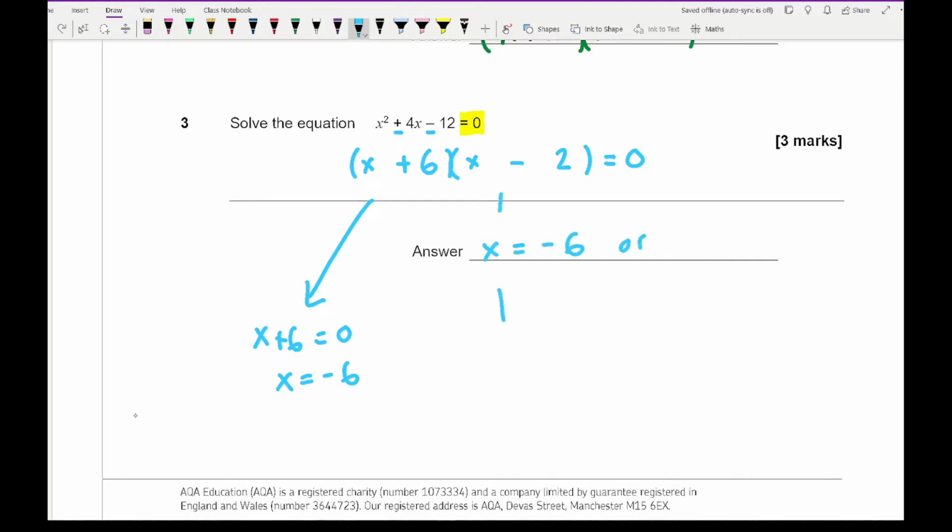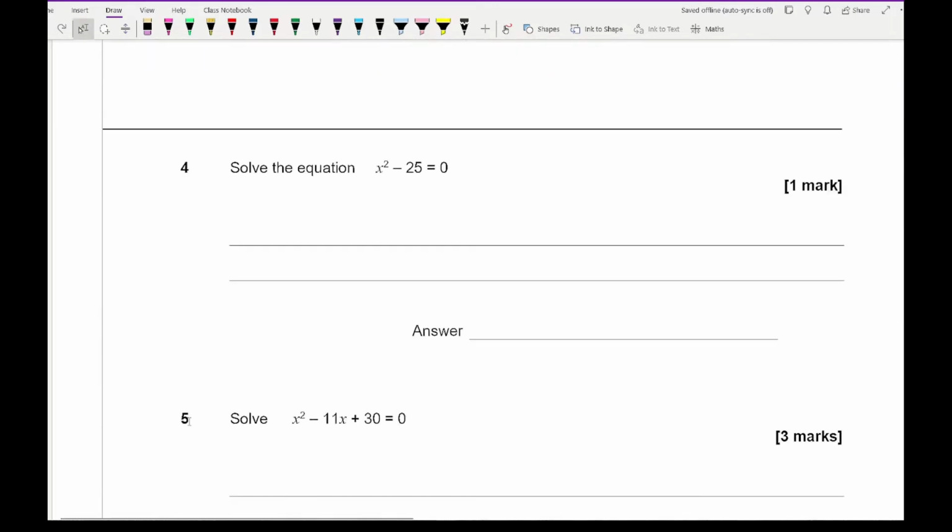And for the second solution, we've got x minus 2 equals 0. So you take the 2 over by adding 2, so x equals 2. And there are my 2 answers. Moving on to question 4.